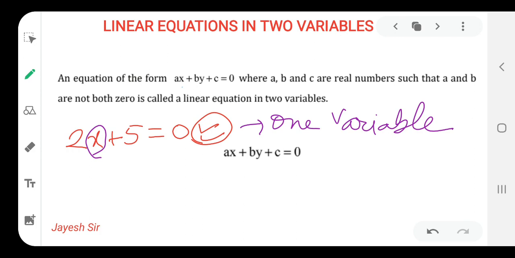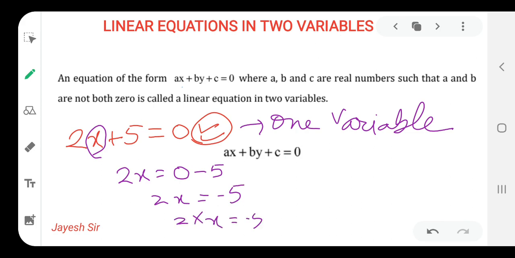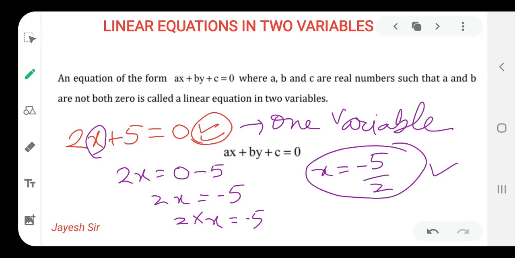How can we solve it? Let us solve and recall. 2x as it is, with the variable on one side. 0 as it is, and plus 5 after going to the other side becomes minus 5. Now 0 minus 5 results in minus 5, and 2 and x are in multiplication. Now 2 after going to the other side comes in division, minus 5 divided by 2. So the value of the variable we obtain is minus 5 by 2. In this way we solve the equations and find the values of the variable.